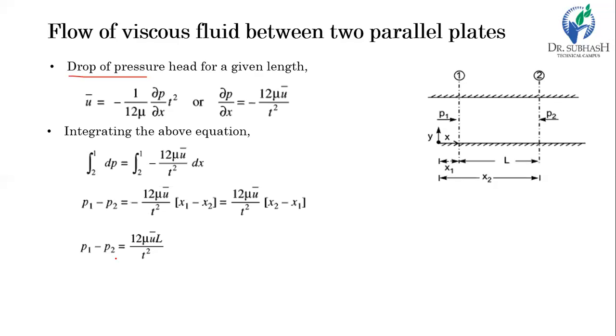But this is the pressure difference, and we are much more interested in head loss instead of pressure difference. So let's derive the equation of head loss. To get the head loss, divide the equation on both sides by rho g, or simply the weight density. So we get hf, the head loss between section 1 and 2, equal to P1 minus P2 by rho g, equal to 12 mu u bar L upon rho g t square. This is the most important equation while deriving the pressure head loss of the viscous fluid between two parallel plates.